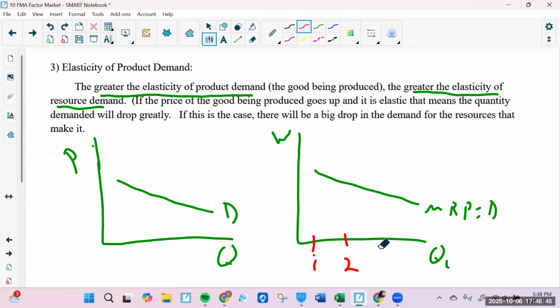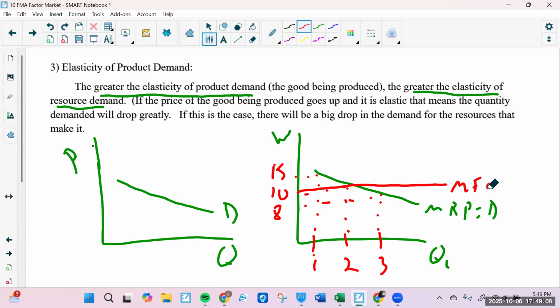This is the second worker, and this is the third worker. Notice the MRP is decreasing as you hire additional workers, right? So the first worker brought in $15, the second worker brought in 10, and the third worker brought in, I think I said 8. So you would not hire the third worker because the MFC for this guy is right here. So you'd hire the 2 workers.